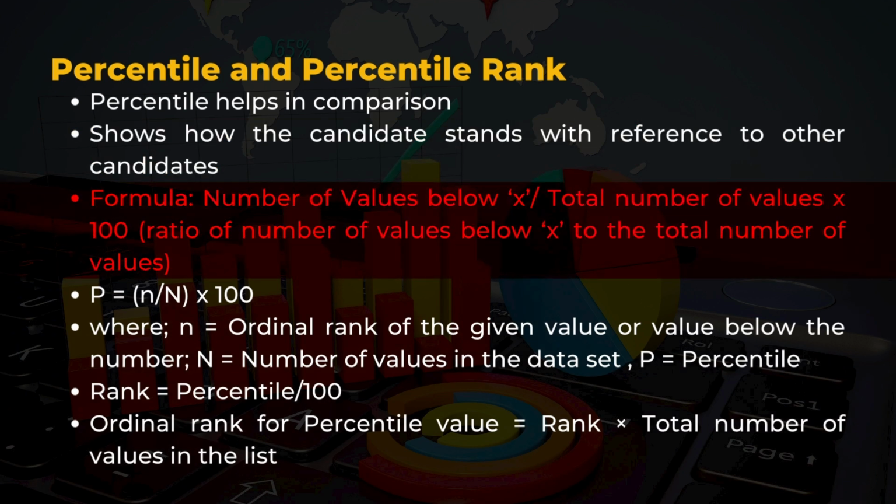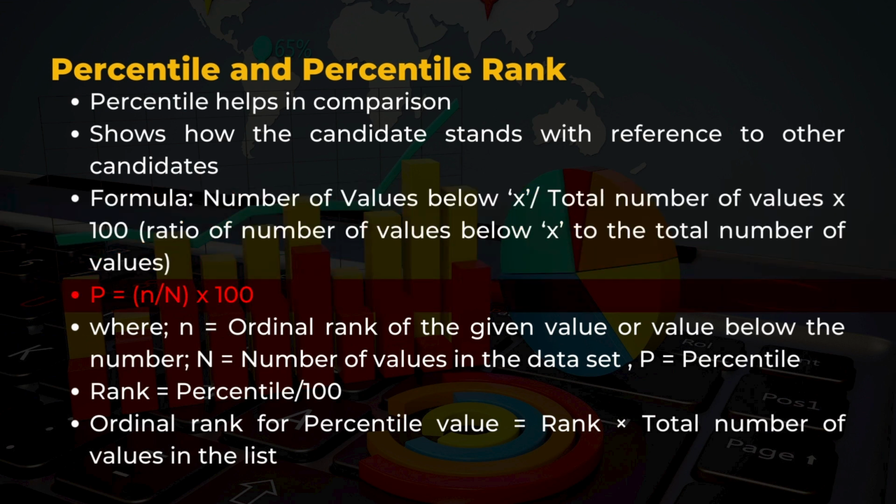It is calculated with the help of a formula: number of values below x, where x is that value, divided by the total number of values, into 100. So when we calculate it this way, it is a ratio. We are calculating the ratio of the number of values below x to the total number of values. For example, if a person secures a percentile of 70, how many values are below that 70? In other words, it can also be small n divided by capital N into 100. Because we are calculating a ratio, it is multiplied by 100.